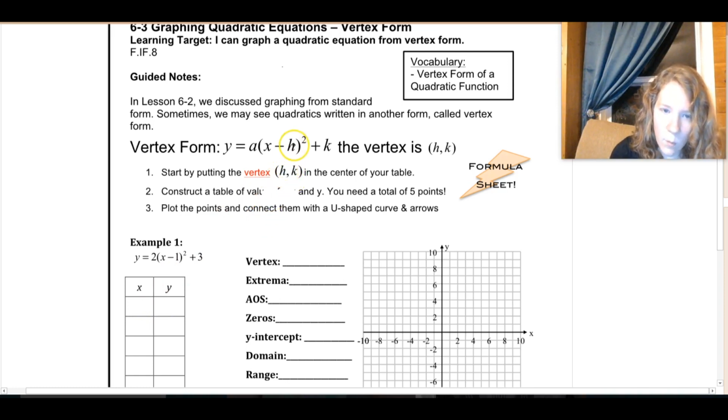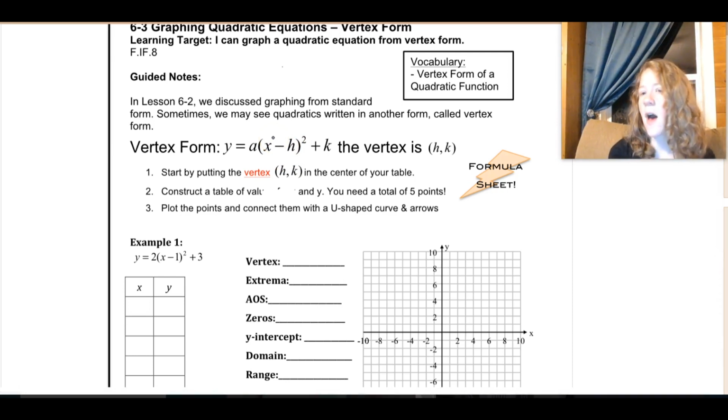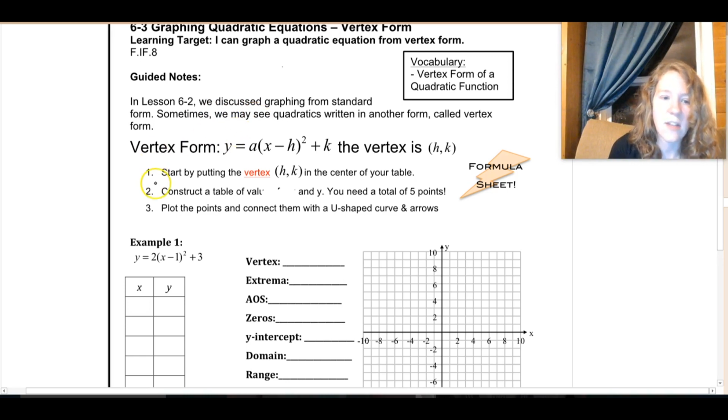So whatever value is right here is going to go in the middle of your table for the x. Whatever value is here added on to the end is going to be in the middle of your table for your y. Notice that I'm pulling the opposite of that h. That's for the same reason we've talked about before. Anything that's happening in parentheses, you kind of pull the opposite, because we know that we would really set that equal to 0 and solve. So I would end up with positive h.